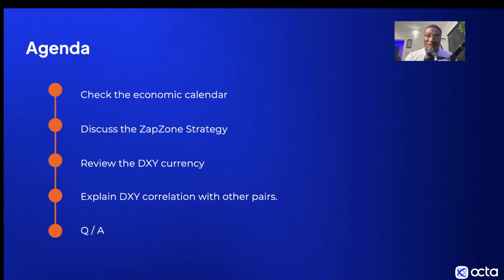And we'll review the DXY currency. All right, so the DXY chart, rather, it's like the dollar index chart. I'll also explain the dollar index and its correlation with other pairs like GBP, Euro, NZD/USD, and all that. And finally, we'll have a Q&A session, right? So if you have any questions, you can ask in the chat so you don't forget. I'll always check the chat to answer your questions.